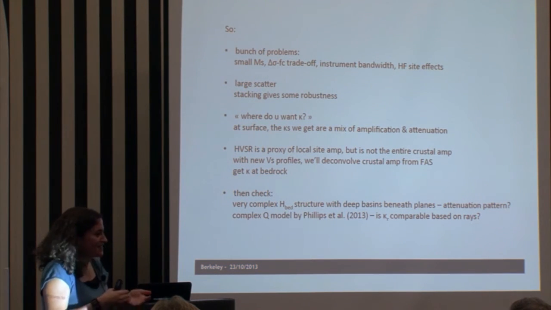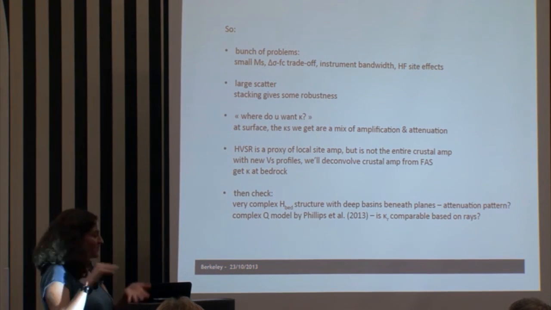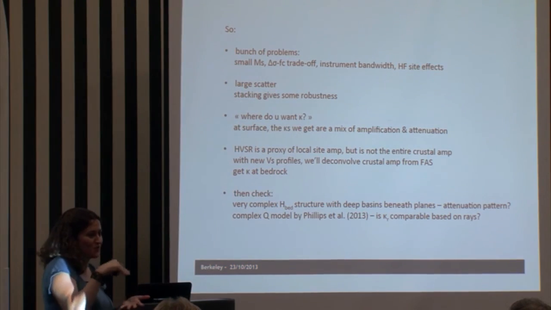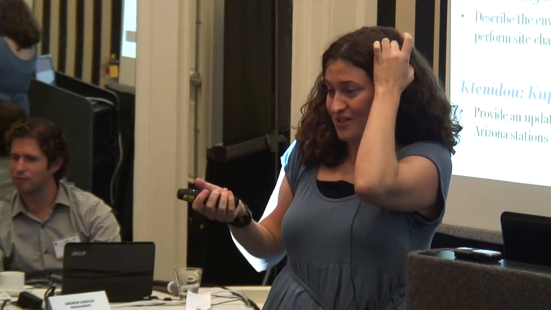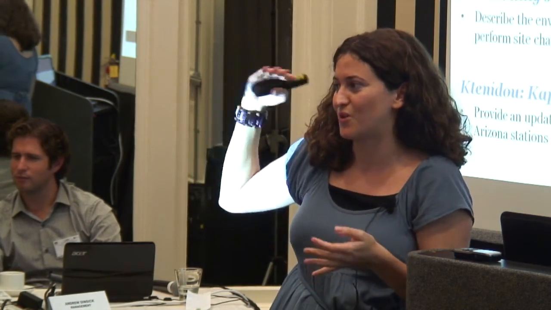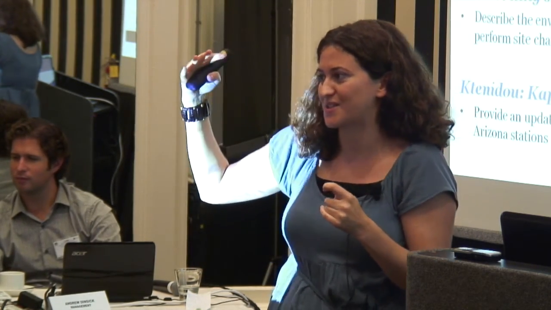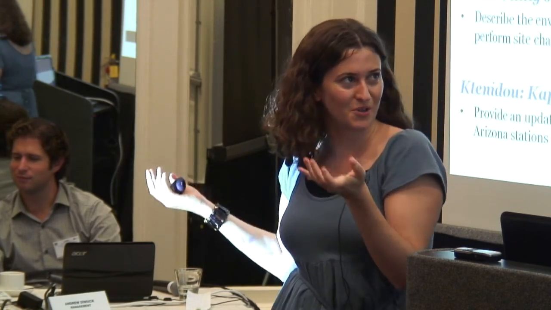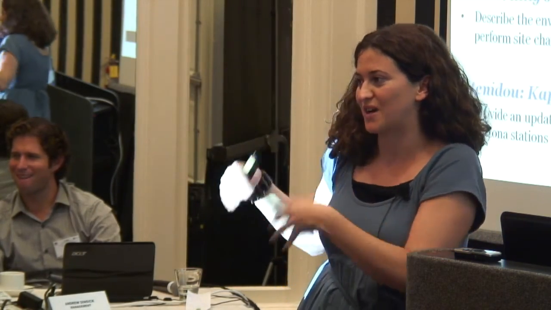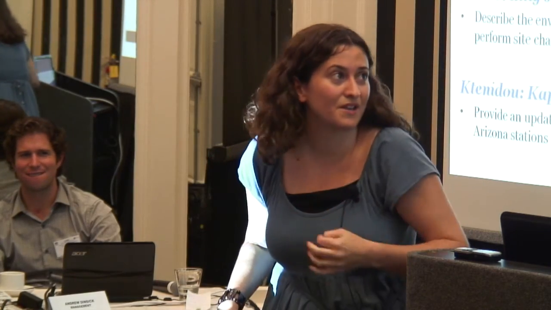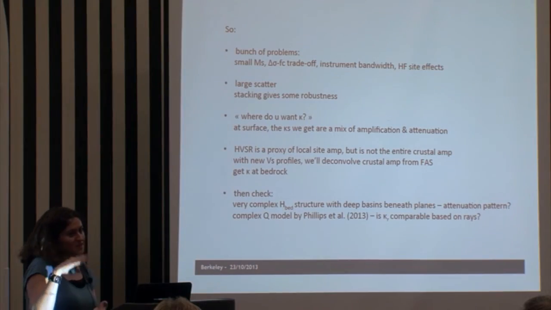And we have big stacker and big scatter, and we saw that the stacking can kind of help us work through it and give us something more robust. But at the end of the day, the question is still, where do you want kappa? Because if you want it at the surface, it's going to still be a mix of attenuation and amplification. And if you want to be able to get rid of the amplification correctly, then we can start working on that when we get the VS measurements.